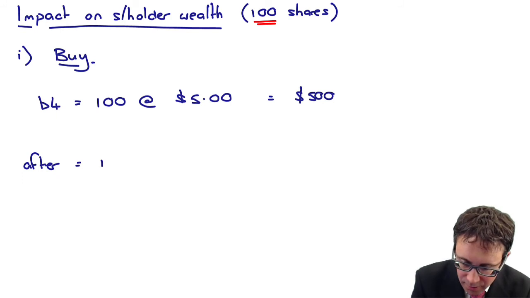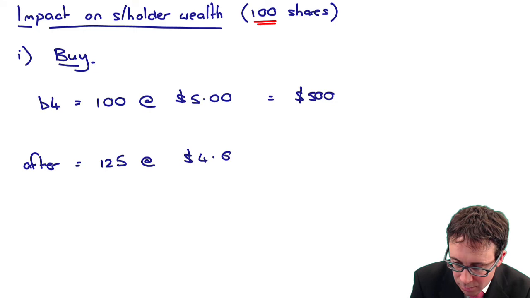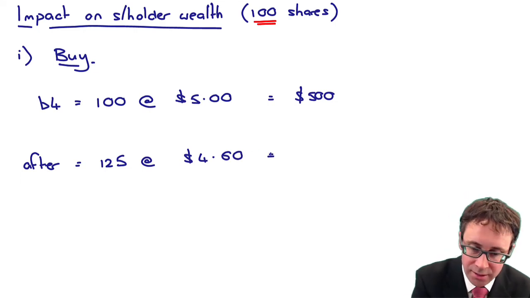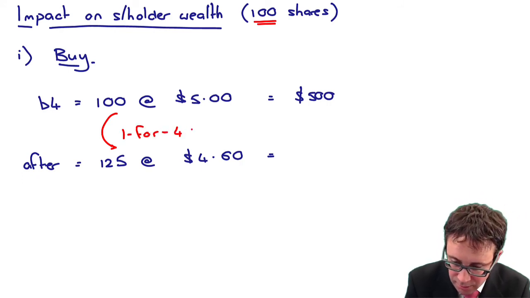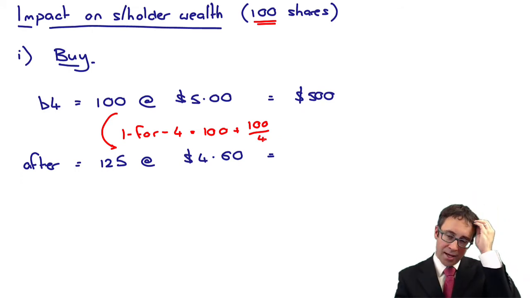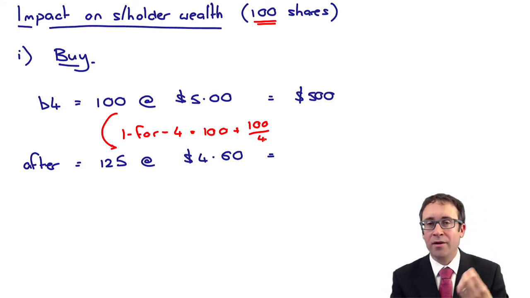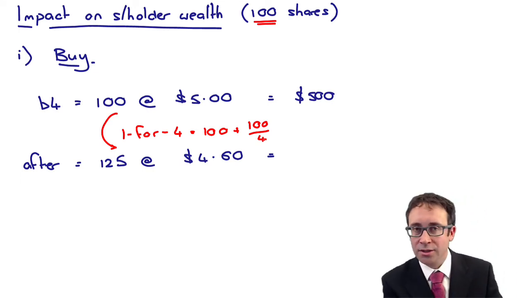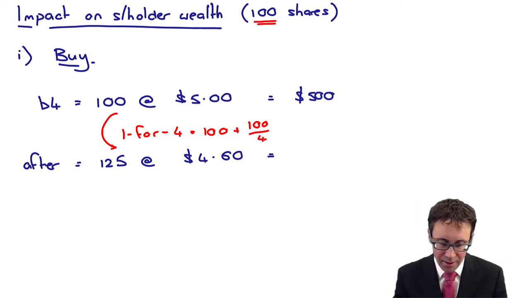Because what happens after is you have now 125 shares at $4.60, isn't there? Because remember, it's one for four, isn't it? So it's 100 plus 100 divided by the four. Okay. So for every four, you get one. So if you divide it by four, multiply by one, you work out the number of extra shares. Okay. If I tap that into my calculator, you probably already have, as I was waffling about there.